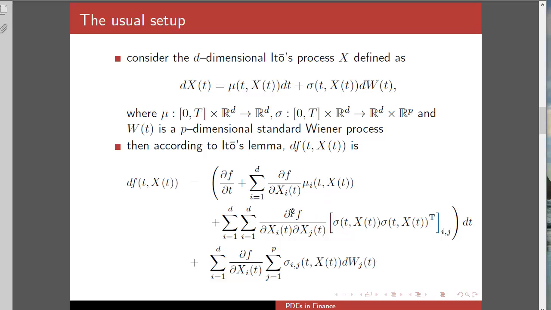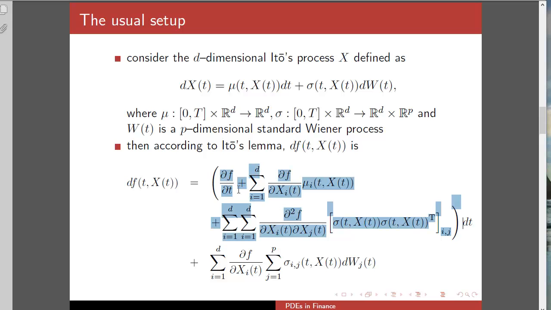Then you would calculate the second order partial with respect to the processes xi, xj that are indexed here. You would take into account the volatility term here. This means transposed, and you would just simply pick ij elements of this result in the brackets, and then this would be multiplied by dt.